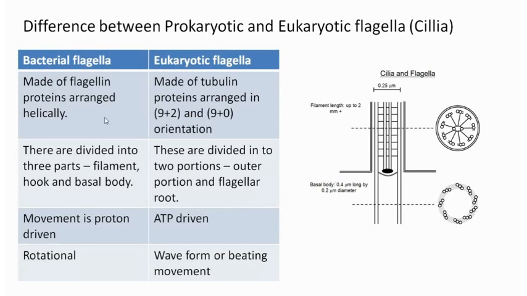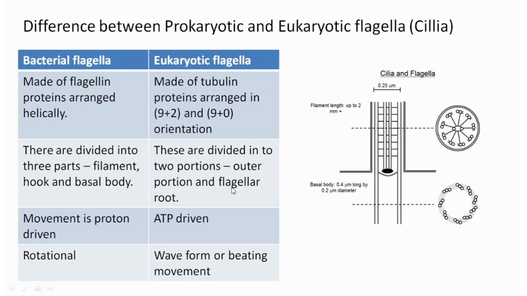The bacterial flagellum can be divided into three parts: filament, hook, and basal body. Here you can divide it into two parts: the outer portion and the flagellar root. If you divide in a different way, then you can divide it into three parts again: the end piece, the axoneme region, and the basal body or flagellar root region. This way you can distinguish between the different portions of the flagella.